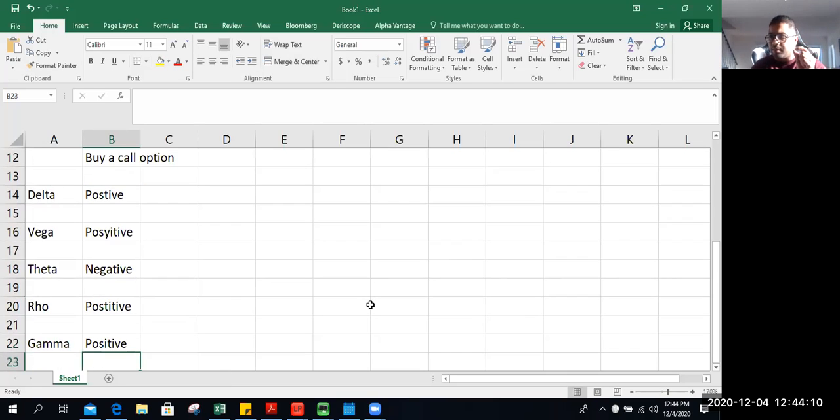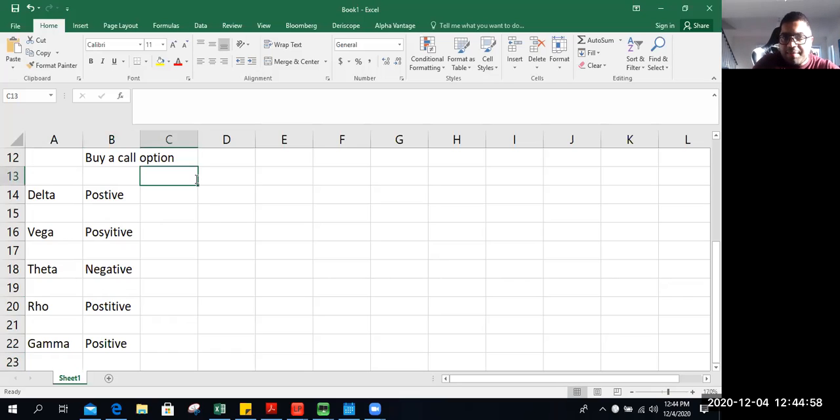Okay, so when you take a buy position in call options, the delta would be positive. That is, if the underlying, the stock or the index that you are buying the call option on, moves up, your call option is going to move up. If it moves down, your call option is going to move down. Vega is positive, so if volatility goes up, your call option goes up. If volatility goes down, your call option goes down. Theta is negative. Each day that passes, you're going to lose some value in your option. And rho is positive. So if interest rates change, the options would change, and gamma is positive. We don't focus much on these two, but we have to focus on these two.